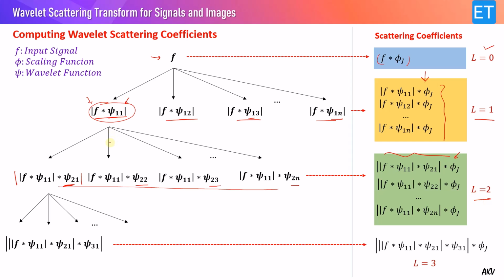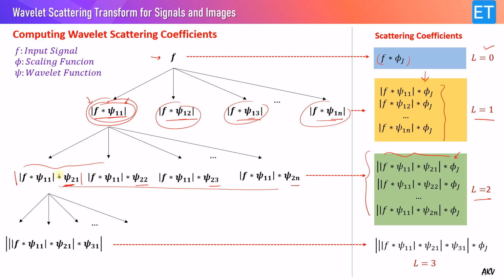So here I have just shown one node, okay, this node. So this node is expanded in these coefficients, but to find the coefficients at level 2, the same operation is done for this set of wavelet coefficients, and for this, and for all n number of coefficient sets we have to do the same operation.